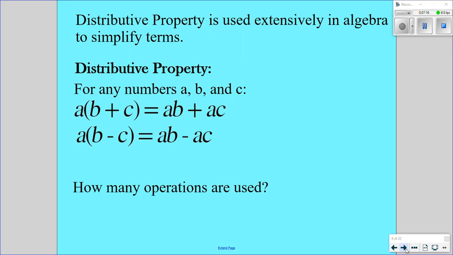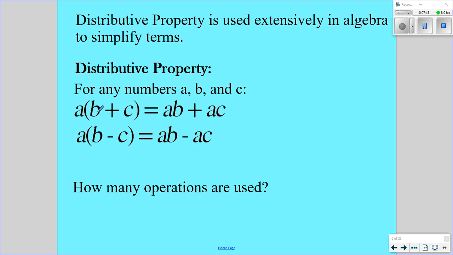Now the distributive property is used a lot in algebra to simplify terms. So with the distributive property, for any numbers a, b, and c, if you had a times (b plus c) in the group, it will equal ab plus ac. The same thing with subtraction. You would have a times (b minus c), it would be ab minus ac. So basically, you're distributing each term inside the parentheses with the factor outside the parentheses.